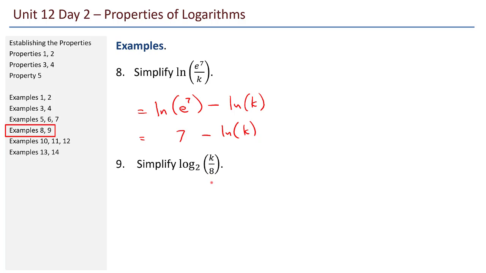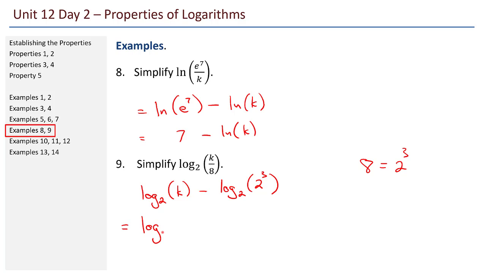Number 9, okay, again I have a division, so this becomes log base 2 of k minus log base 2 of 8. And it looks like that might be the end, but it's not. Do you recognize that 8 as something? How can I simplify log base 2 of 8? Well, 8 really equals 2 cubed. So let me take that 8 out, and I'll write 2 cubed in there instead. And now we can see that this simplifies to log base 2 of k minus 3. There we go.